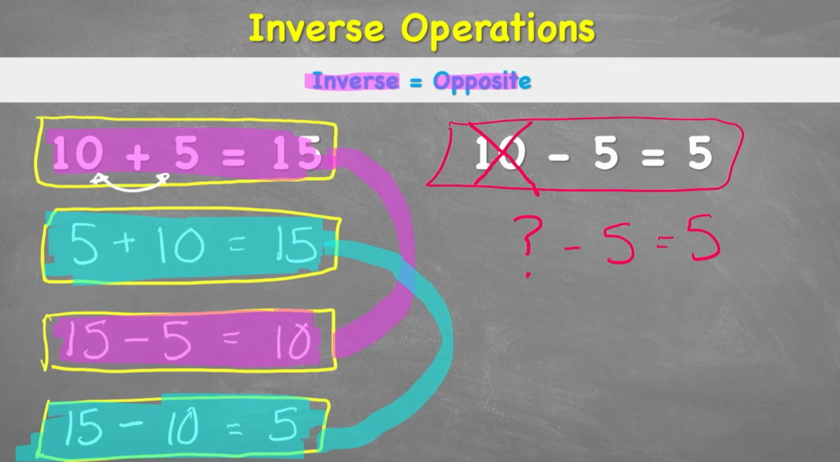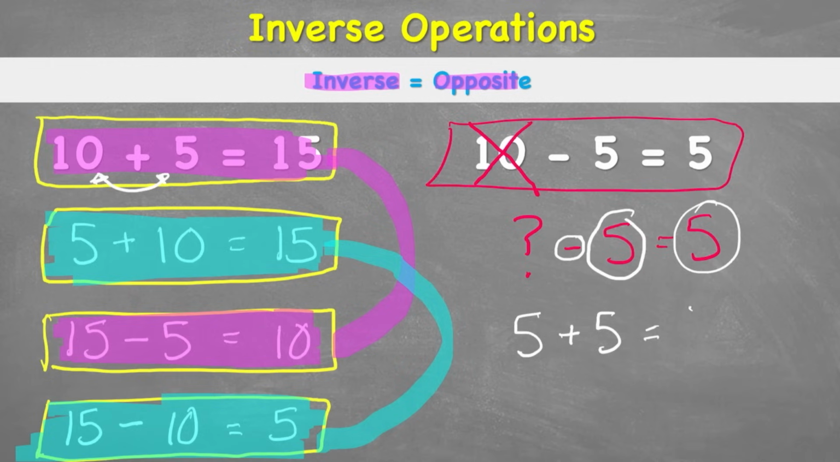So how can we use inverse to help us here? Well, we can just use the inverse operation. At the minute I have subtraction, so now I'm going to use the inverse, which is addition, and just go backwards, starting with my 5. So I have 5, and the inverse is addition. 5 plus 5 equals question mark, and 5 plus 5 equals 10. So I can write my final number sentence, 5 plus 5 equals 10.